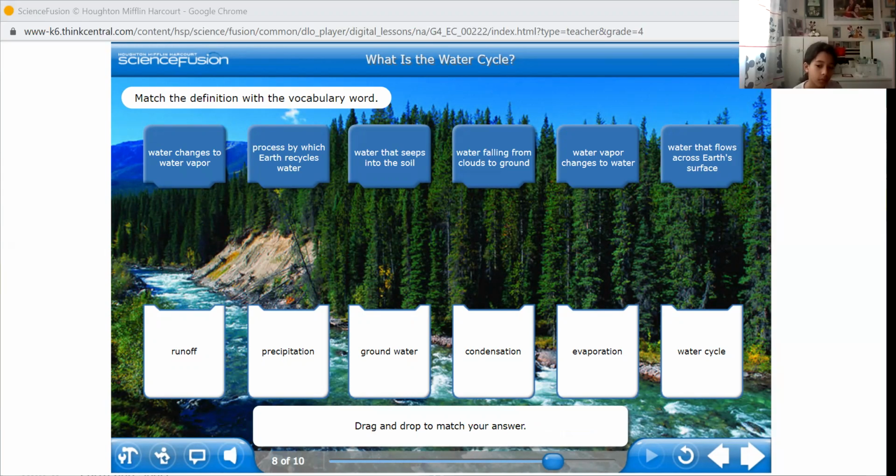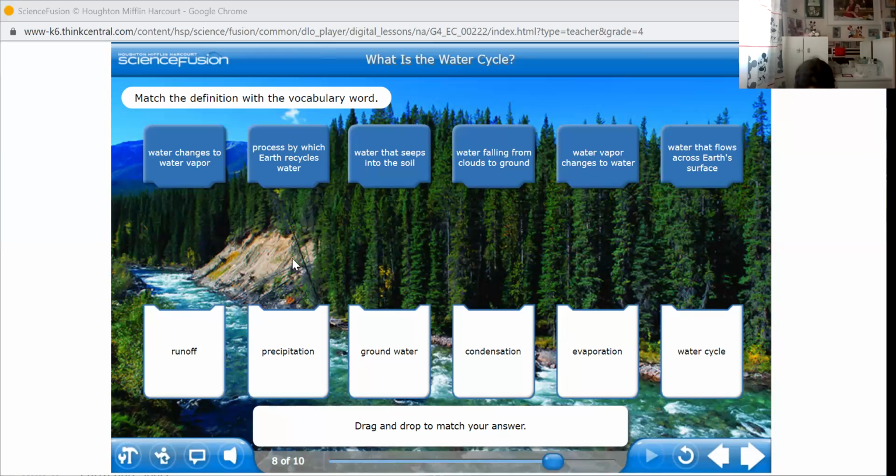Now, let's start with Leah. When water changes to water vapor, what do you call it? Choose one of the down words. Hi, Leah. When water changes to water vapor, what is it? Is it runoff, precipitation, groundwater, condensation, evaporation, or water cycle? Come on, Leah. Or Liana. Are you here? Yes. Okay, Leah. First one. When water changes to water vapor, what is it?